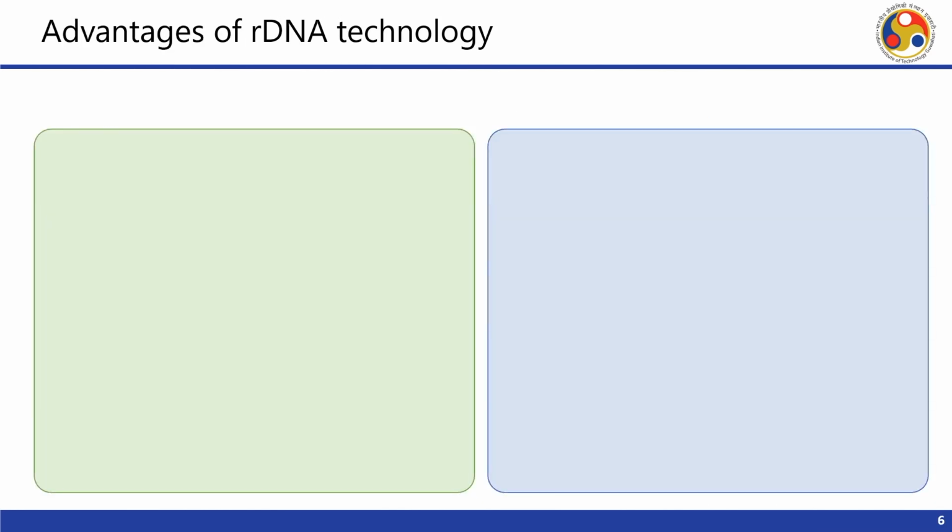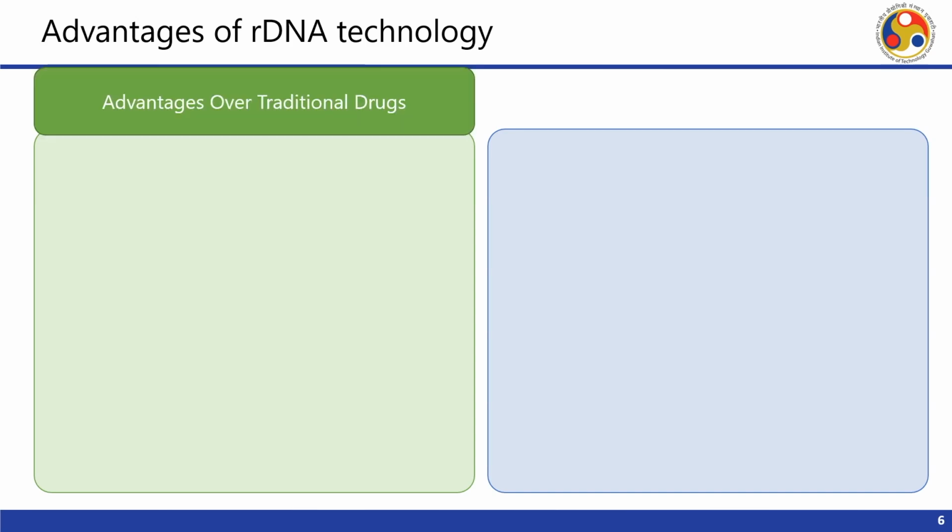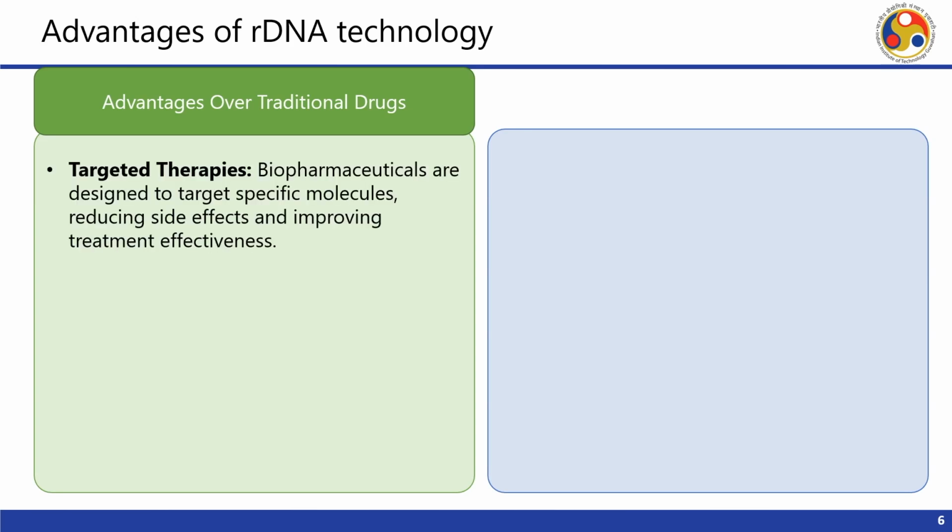So, this is in brief the general scheme of a recombinant DNA technology. Now, what are the advantages of using recombinant DNA technology over traditional drugs? Let us focus on therapeutics only. For example, it is helpful in targeted therapies.